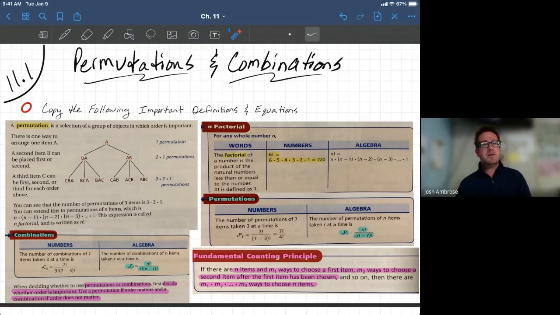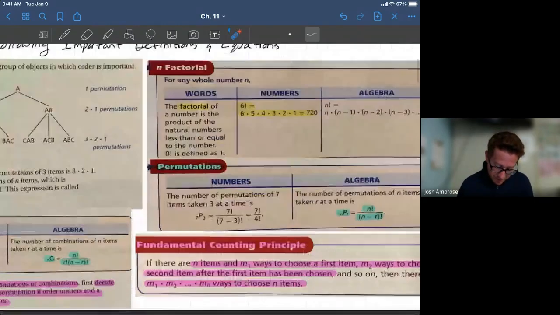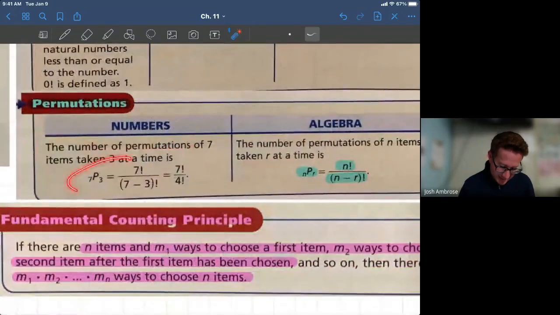In other words, if you are reading a problem and they start to give you very specific, really detailed instructions, like you can do this, but you can't do this, then the order of that matters. And when the order matters, that's going to direct you towards the fact that you need to use what's called a permutation. When you're doing a permutation, you will be focusing on this equation right here.